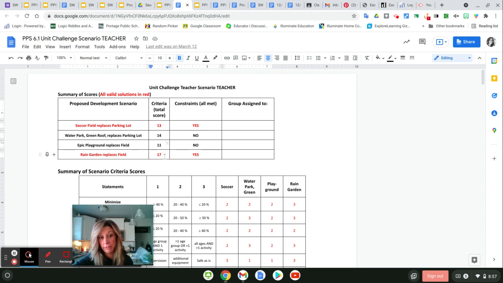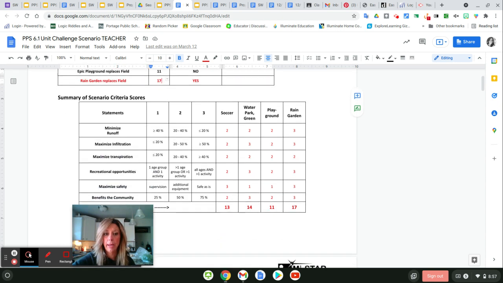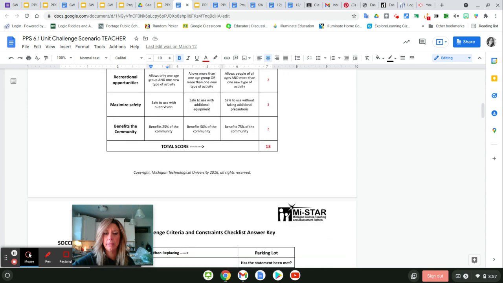The Rain Garden got a very high score, 17, and it met all of the constraints. So highlighted in red there are the solutions for each side of the stream. It looks like our soccer field is what we're going to tell the committee to replace the parking lot with. And the rain garden, we're going to say replace the field with. Those are our recommendations. All right, so this is how the scores were tallied.